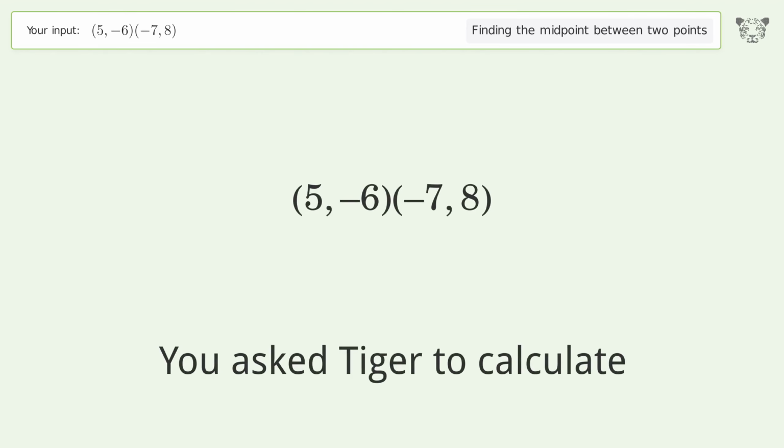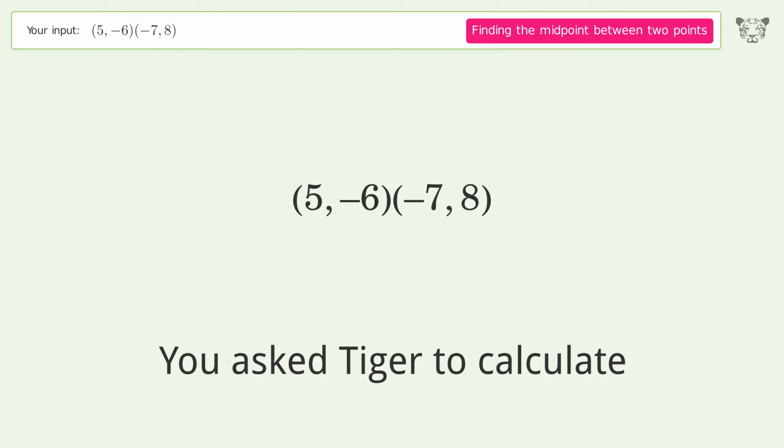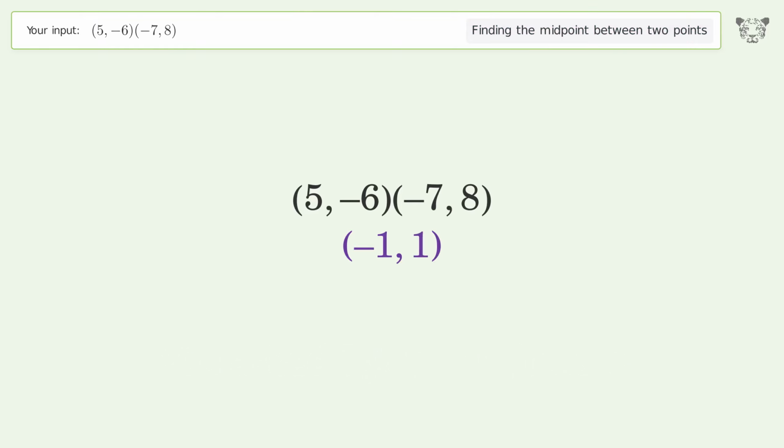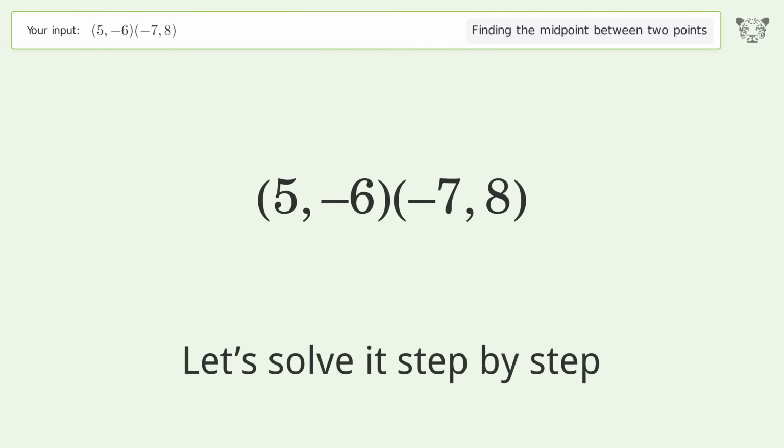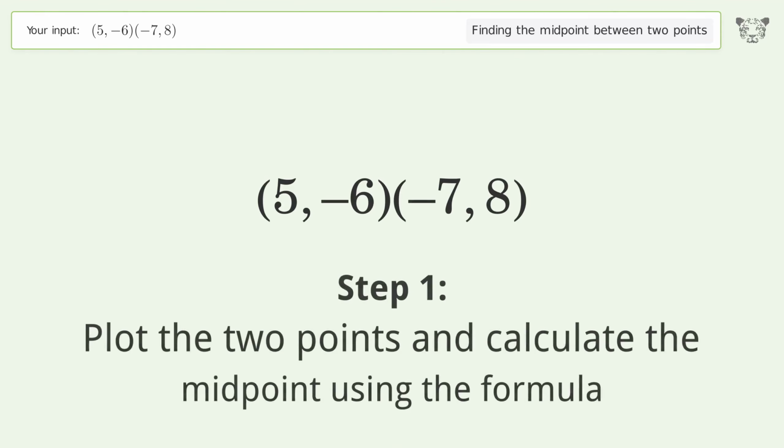You ask Tiger to calculate. This deals with finding the midpoint between 2 points. The midpoint between the 2 points is -1, 1. Let's solve it step by step. Plot the 2 points and calculate the midpoint using the formula.